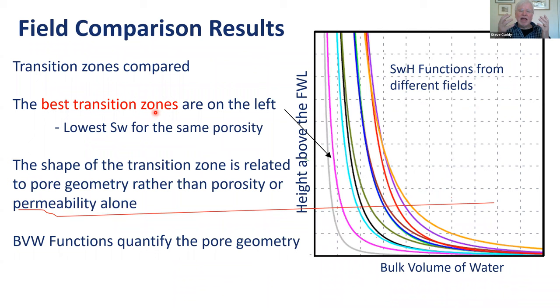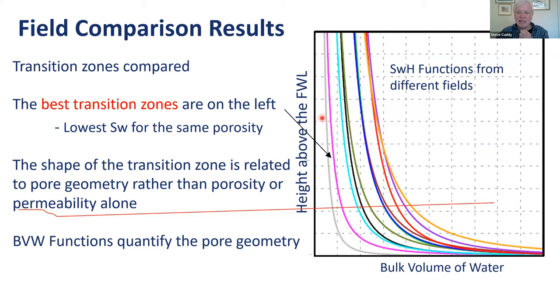Now, if you were looking for an ideal field somewhere, what properties would you like to see in that field? Well, first of all, you need hydrocarbon, but you'd want a high porosity field because that high porosity gives more pore space for hydrocarbon. You'd also want high permeability so you can extract the hydrocarbon. But also you'd want an SWI function, which is over to the left here, such that for a fixed site in the reservoir, you've got the lowest water saturation. There's more about this in the paper. So you want a transition zone over on the left, like the gray here.